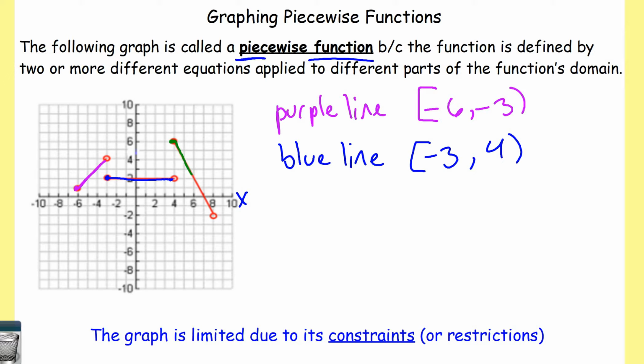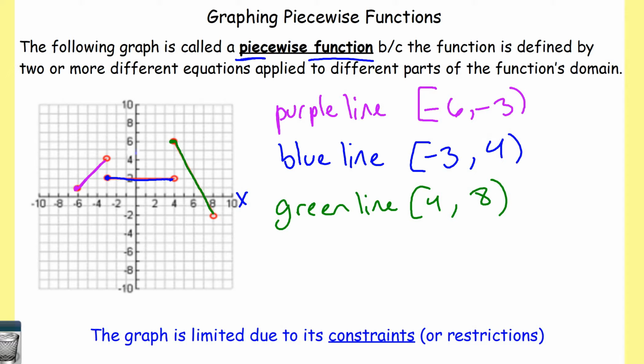Then we have our right line, our green line, which has a domain from 4 to 8. So that's how we describe the three different equations. We're defining it by the domain.